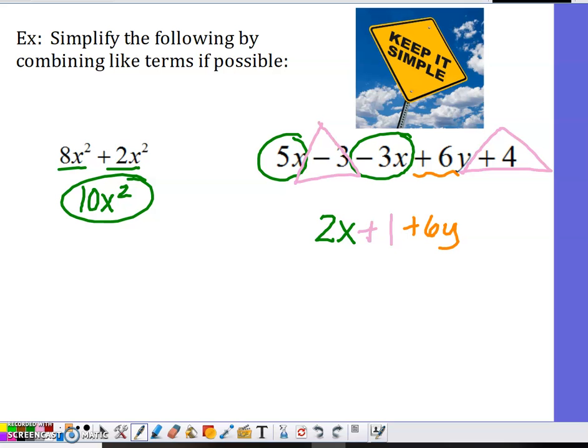All right, we're just going to go ahead and check our answers here real quick. On this first one, you should have seen that they were like terms, so you would have gotten 10x squared. On the second one, I kind of put shapes around the like terms. The 5x and the negative 3x, you can combine to 2x. The negative 3 and the positive 4, you can combine together to get a positive 1. And then lastly, that 6y you cannot combine with anything because there's no other terms that just have y as a variable.